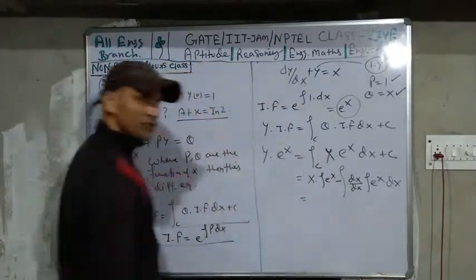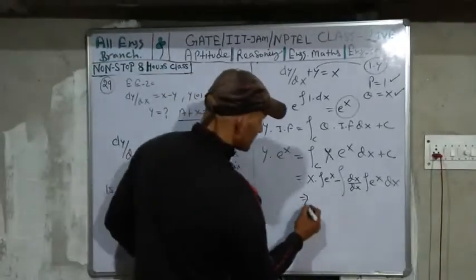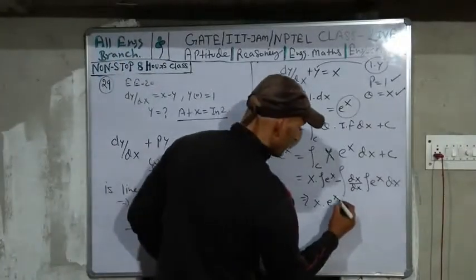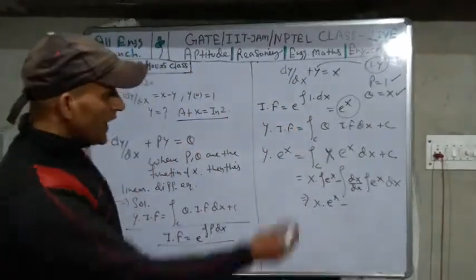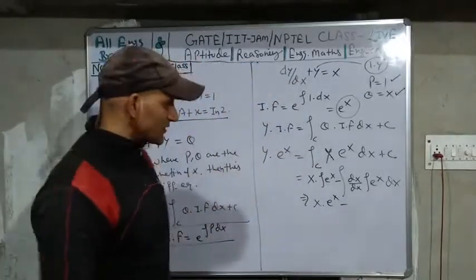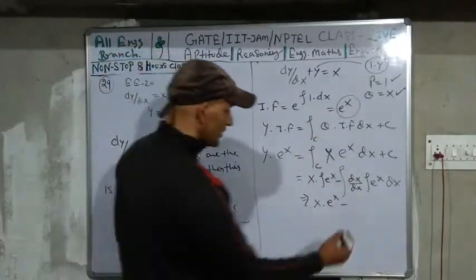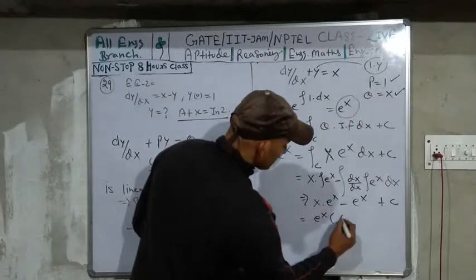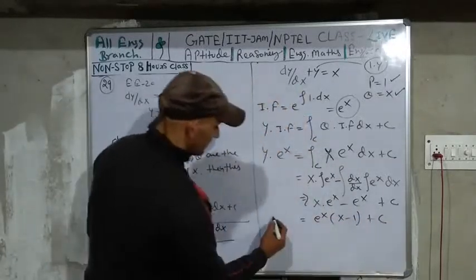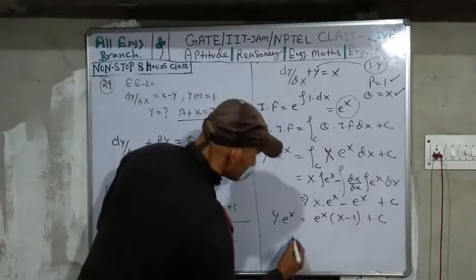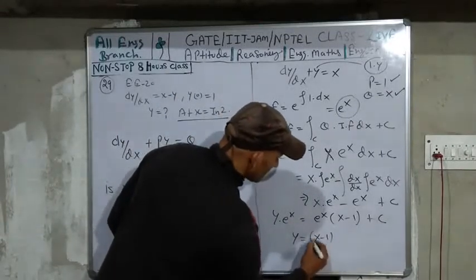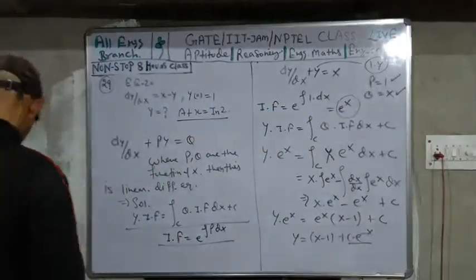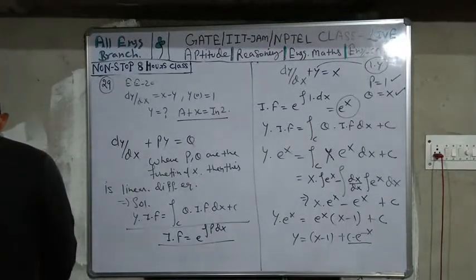I think you know this if you have done high school. So this is x times the integral of e^x, which is e^x, minus the derivative of x, which is 1, times the integral of e^x, which is e^x again. So this is x e^x − e^x plus c, which gives y e^x = e^x(x − 1) + c. This is your answer. Now divide by e^x: y = x − 1 + c e^(−x). That is a constant, no problem. If you multiply by any value, it is still the same.